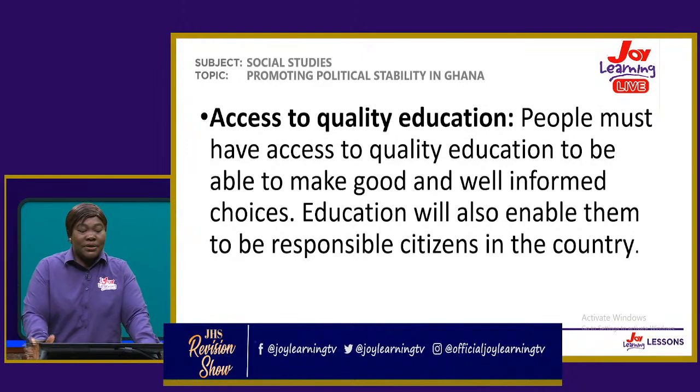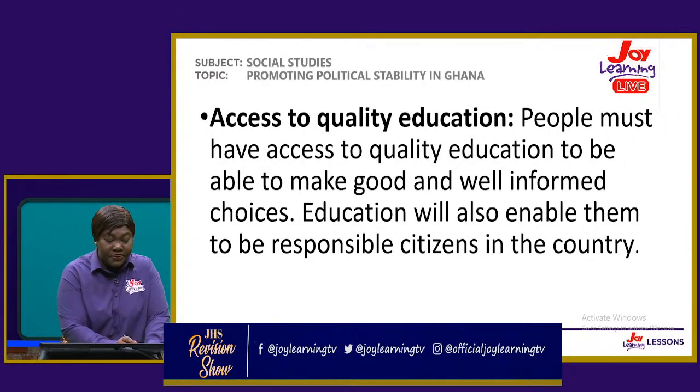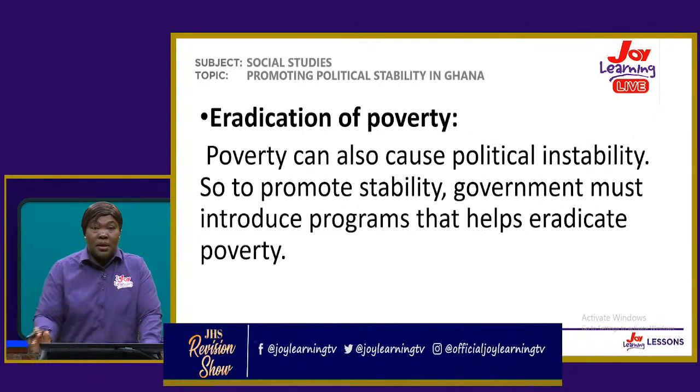Then, access to quality education. People must have access to quality education to be able to make good and well-informed choices. Education will also enable them to be responsible citizens in the country. Lastly, eradication of poverty. Poverty can also cause political instability. So, to promote stability, governments must introduce programs to help eradicate poverty.